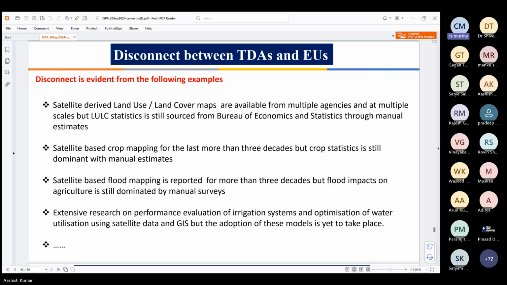So based on these facts, what I can say is that there is some kind of a disconnect between the agencies who are developing technology solutions and the agencies who are using the technology solutions. Had there been no disconnect, these applications would have been mainstreamed, perfectly integrated with the system of crop statistics, the system of land use land cover statistics, or the system of flood risk management in agriculture. But that has not happened. That means something is missing. There is a missing link. That's my argument here. Next, please.